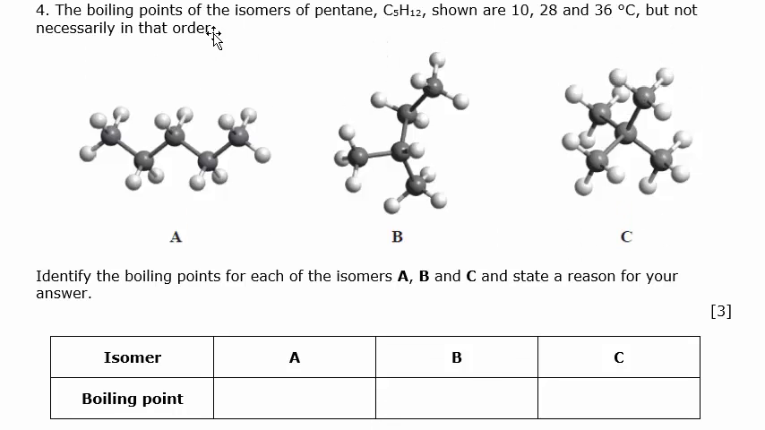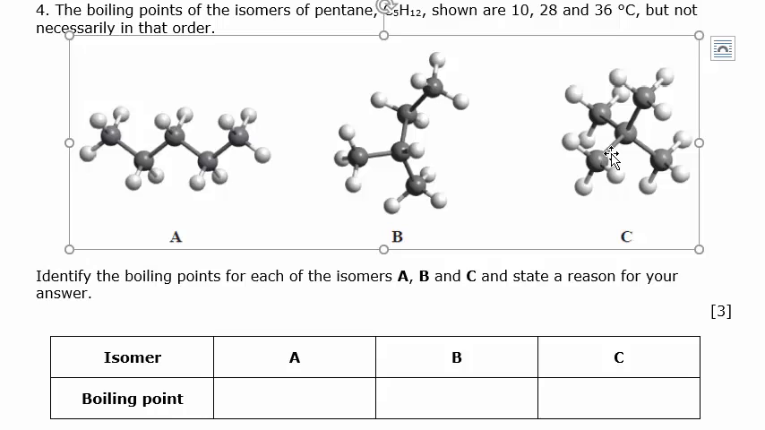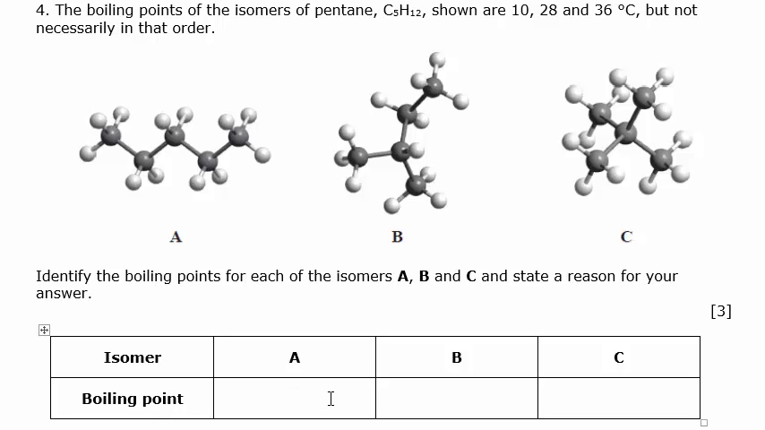Question 4. The boiling points of the isomers of pentane are shown below: 10, 28, 36, but not necessarily in that order. Identify the boiling points. All three molecules have the same chemical formula, pentane, C5H12, so they have the same relative mass. None of them have electronegative atoms, so they cannot experience dipole-dipole interactions. Therefore, the only force holding these molecules together is London dispersion forces.